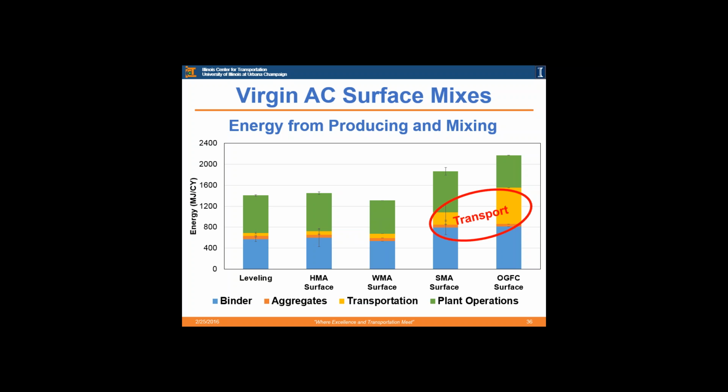Something that was interesting is if you look at the transportation contributions at the end, they're quite a bit higher because these are high quality mixes. They're SMA and open graded friction courses. And we don't have very high quality aggregates in Illinois, so the tollway was having to truck them in from Wisconsin. So that's a lot of the transportation impacts there.